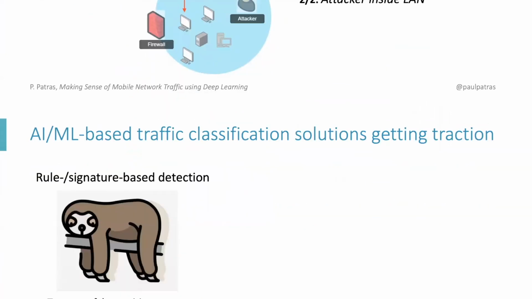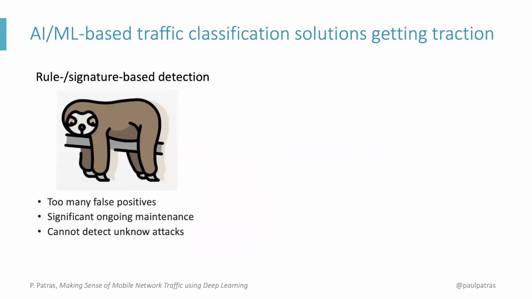Now, of course, AI and machine learning type solutions are getting traction. And this is the status quo: all these signature and rule-based detection approaches don't keep up anymore. They have way too many false positives. The rules have to be kept up to date. Every time you have a new type of attack, you need to generate a new rule and so on. And it's very difficult for them to detect unknown attacks, so zero-day threats, if you want. So in conclusion, they're no longer sufficient.